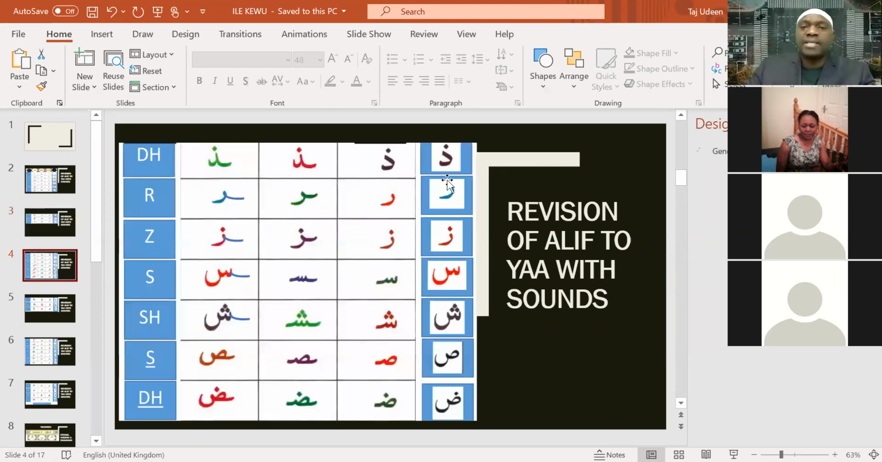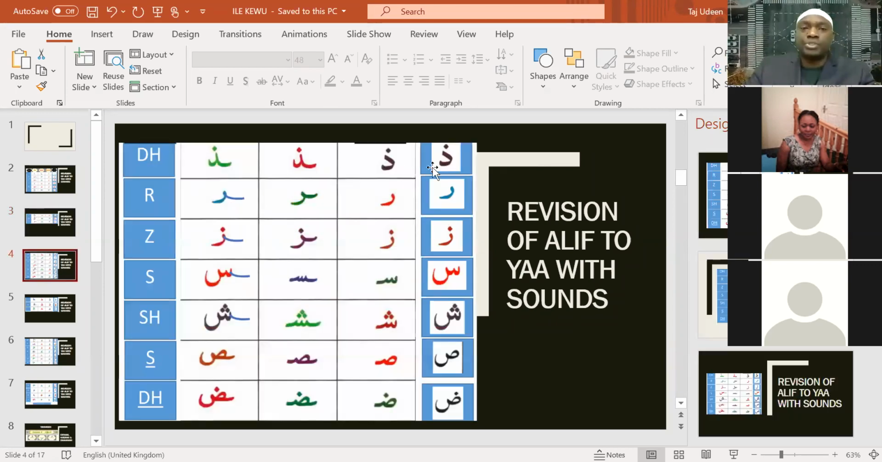Also, Zal. Zal has 1 dot on the top. It's a family of Dal, but the difference is it has 1 dot on the top. That sounds D and H. Zal. Followed by Ra. Ra, don't get confused between Dal and Ra. Ra is longer.